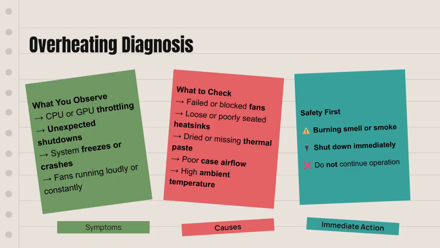Now, to diagnose thermal issues, or overheating. Overheating can cause throttling, shutdowns, and permanent damage. So always check fans, heat sinks, thermal paste, airflow, and environmental conditions. Burning smells or smoke indicate immediate shutdown is required.